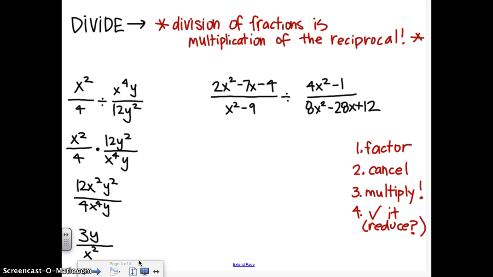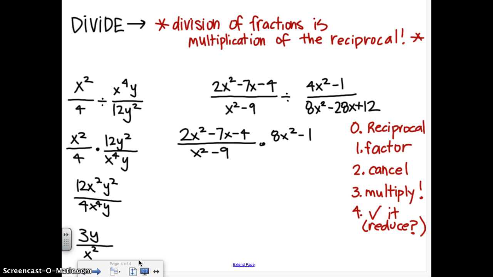So, when it's division, we almost have to add a step 0, and that is, do the reciprocal. That reciprocal step becomes important because we can't truly cancel unless we're multiplying. So we're going to add in step 0, and let's rewrite this problem as a multiplication problem.